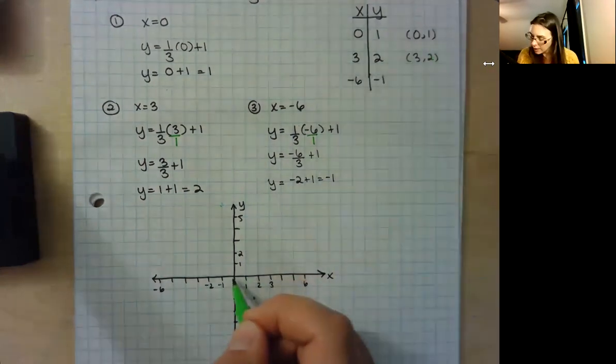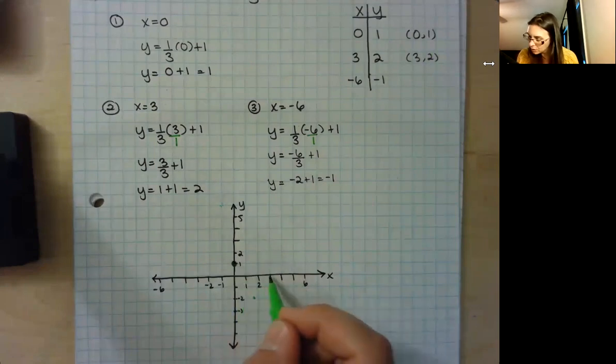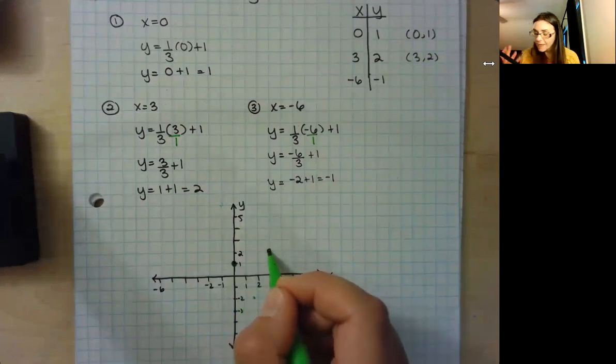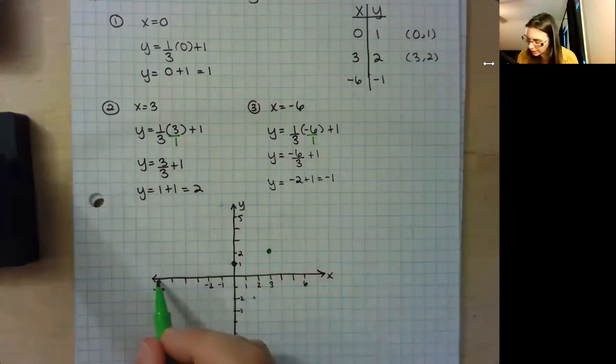So I have 0, 1. I have 3, 2. And again, that should be sufficient, but I'm going to graph that third point here just to double check. So I have -6, -1 is right here.